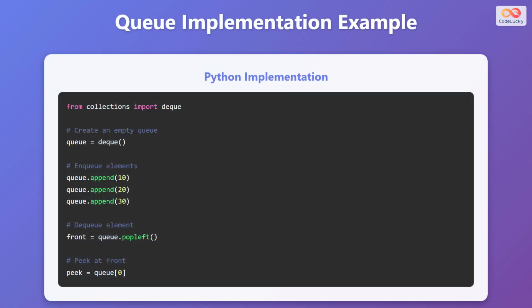Here's a practical implementation of a queue in Python using the collections module. We import deque, which stands for double-ended queue, a specialized data structure optimized for queue operations. After creating an empty queue, we enqueue elements by using the append method to add 10, 20, and 30. To dequeue, we use the popleft method, which removes and returns the front element, 10 in this case. To peek at the front element, we access index 0. This implementation efficiently handles queue operations with constant time complexity.